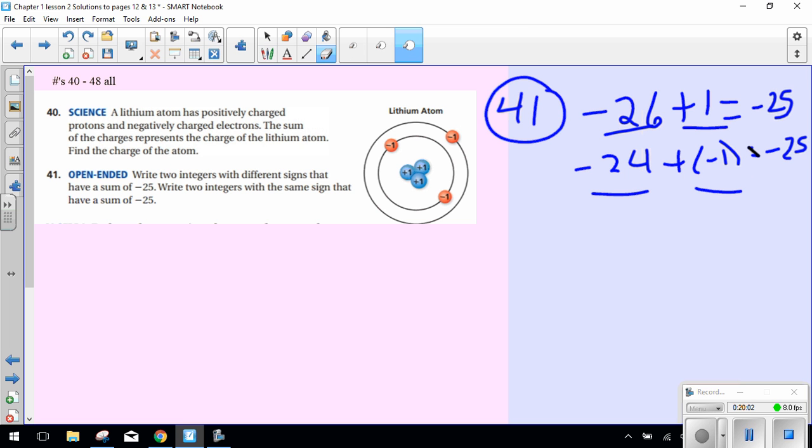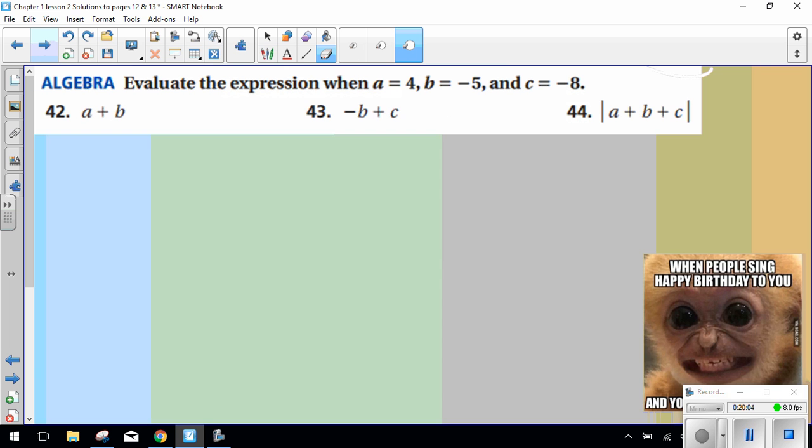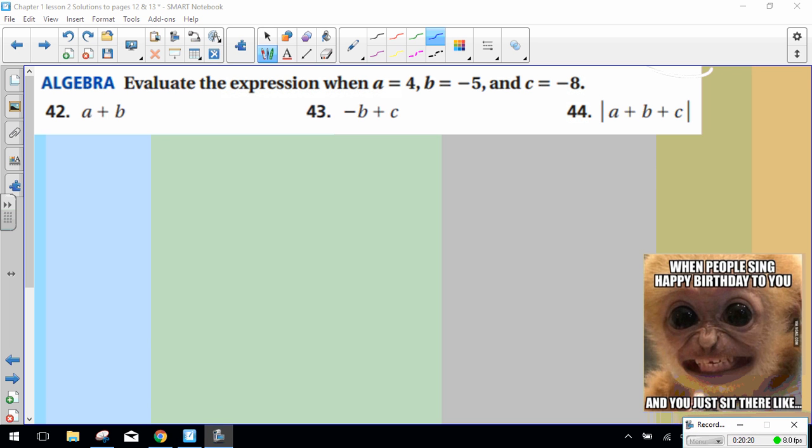So moving forward, 42 to 44, we're going to evaluate the expression. Evaluate means to find a solution, okay, to solve. It's very important you understand your vocab words. All right, there you go.